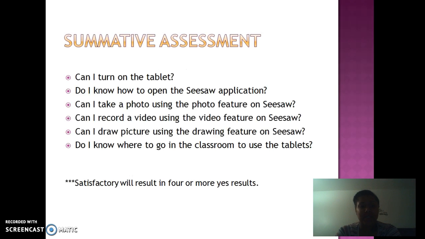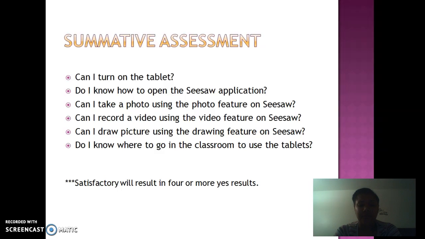For my summative assessment, I came up with a six-question test, kind of like a little test. The first is, can I turn on the tablet? The second is, do I know how to open the Seesaw application? Third is, can I take a photo using the photo feature on Seesaw? Can I record a video using the video feature? Can I draw a picture using the drawing feature? And do I know where to go in the classroom to use the tablets? This is a simple yes or no questionnaire.